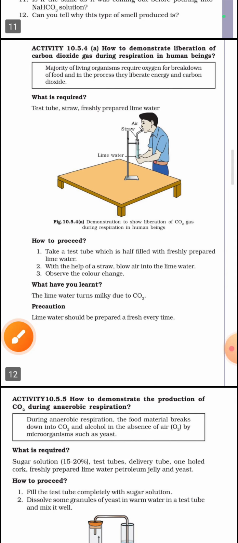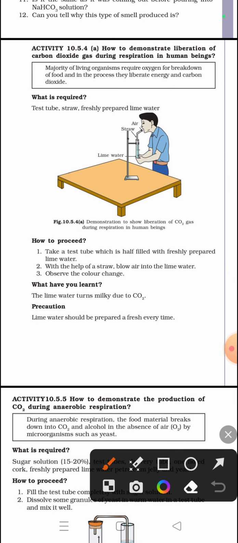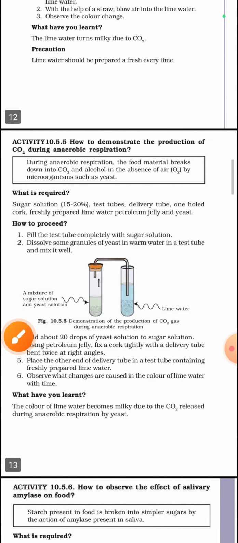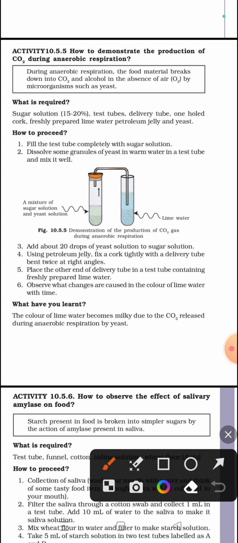Next is how to demonstrate liberation of carbon dioxide gas during respiration in human beings. This can be performed with lime water. You can take lime water in a test tube and, with a straw, blow air from your mouth into the lime water. Then you can see that the lime water turns milky due to CO2. This proves that during respiration carbon dioxide is liberated from human beings.